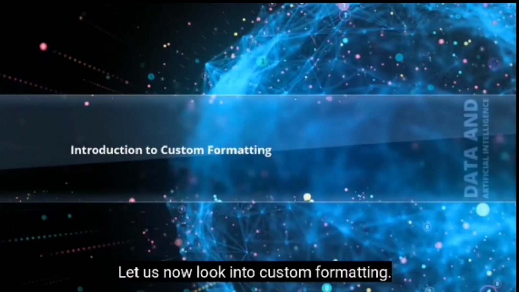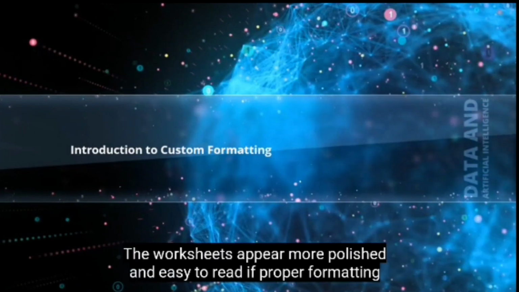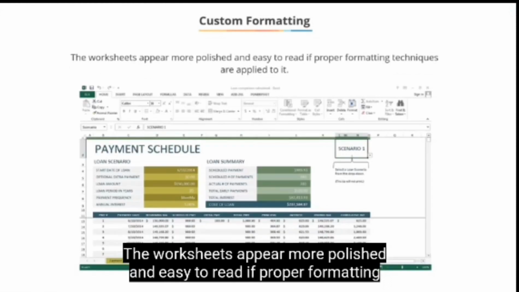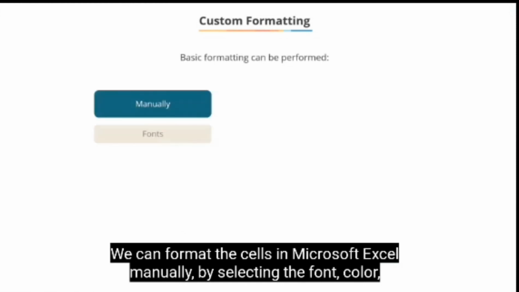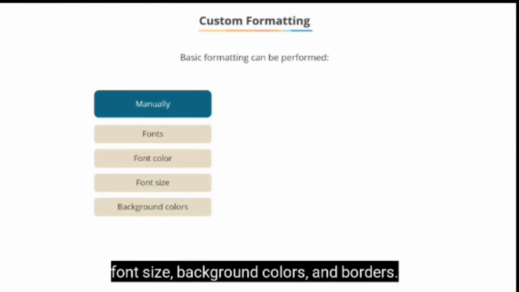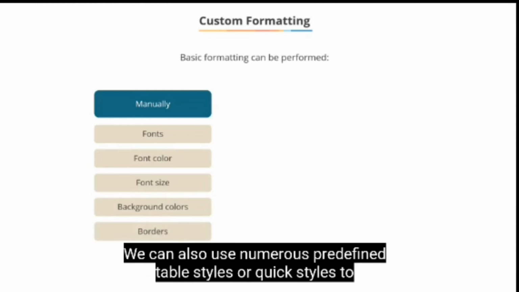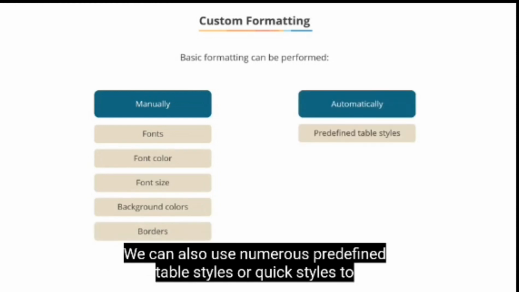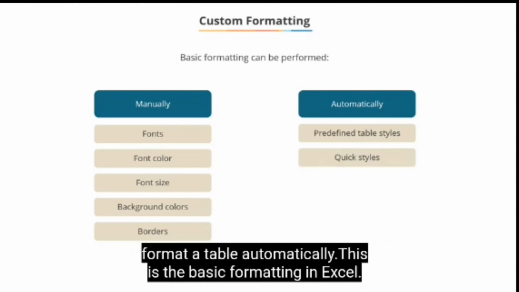Let us now look into custom formatting. The worksheets appear more polished and easy to read if proper formatting techniques are applied to them. We can format the cells in Microsoft Excel manually by selecting the font, color, font size, background colors, and borders. We can also use numerous predefined table styles or quick styles to format a table automatically. This is the basic formatting in Excel.